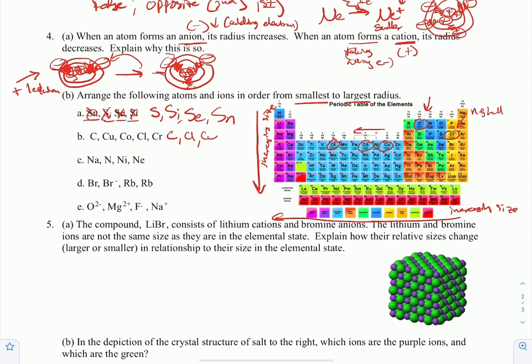And then this is pretty easy, right? They're all in the same line, so it makes it a lot easier. So Co and then Cr. All right, then next one, we've got sodium. Na is sodium.